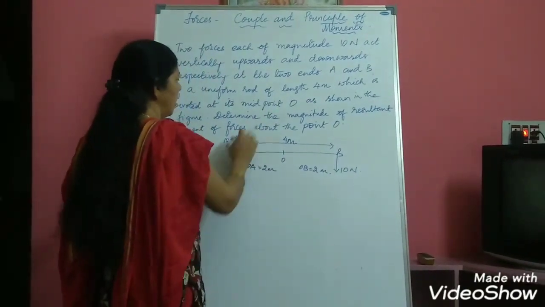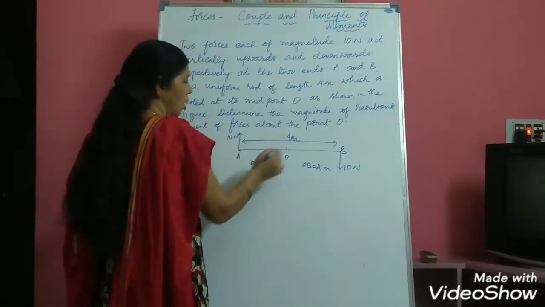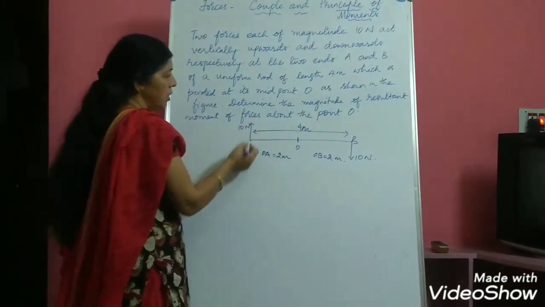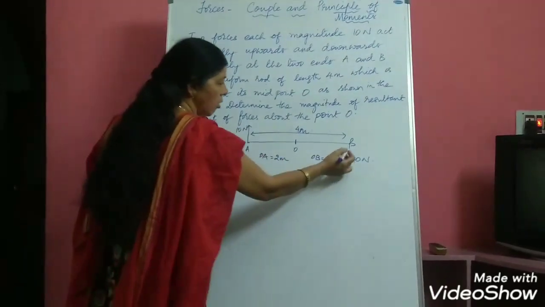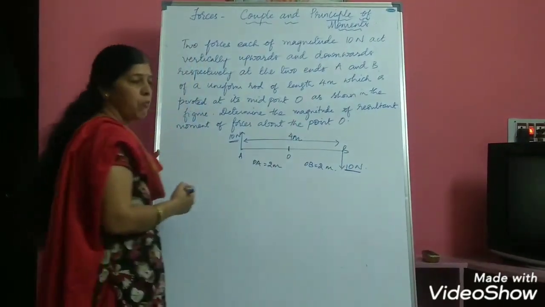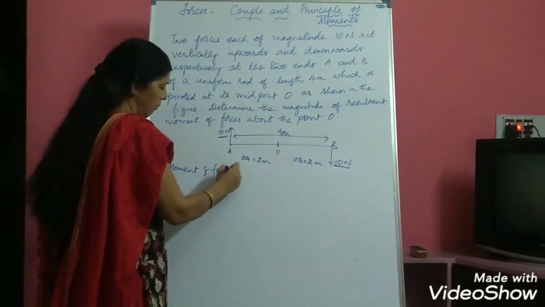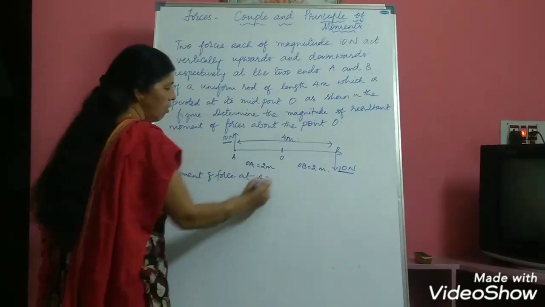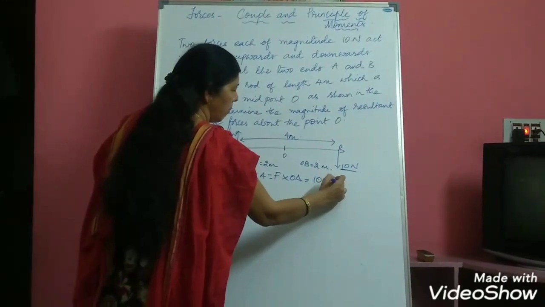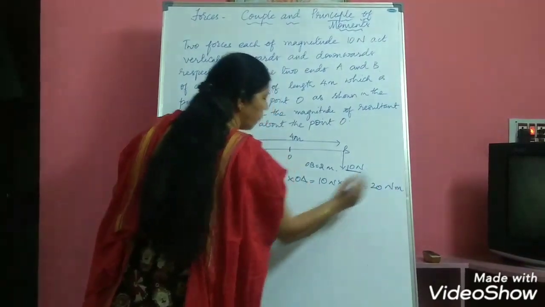Now, what you have to calculate? You have to determine the magnitude of resultant moment of forces about the point O. So, at the point O, what will be the resultant moment? Now, you just observe in the figure, these two forces are acting in opposite direction and their magnitudes are also same. Now, if you take the moment of force formula, then moment of force at A will be equal to force into OA, that is equal to 10 Newton multiplied by 2 meter. This will be equal to 20 Newton meter.